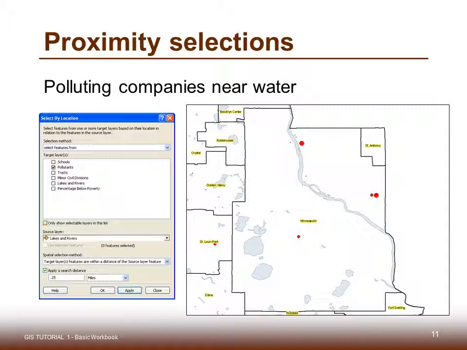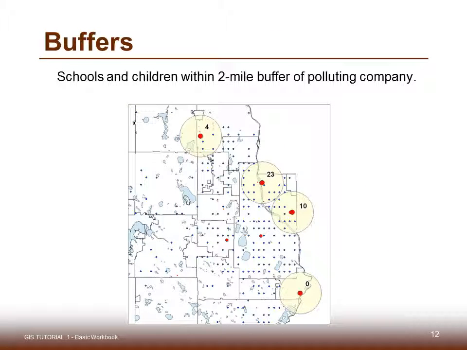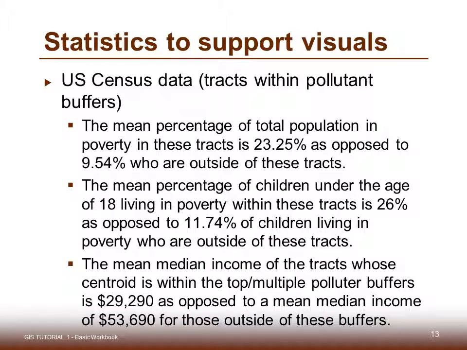We can then do selection based on proximity. In other words, we want to identify from a target layer a pollution source that may be close to a lake or river, in this case within a quarter of a mile of a lake or river. We're looking at the Mississippi River there, and a couple of pollution sources appear to be quite close. And in fact, one of them then is selected when the selection is used. Then we could also buffer schools and children within a 2-mile buffer of a polluting company, and we can see there's a fairly large number of potential schools and children who might be affected by the location of those companies.